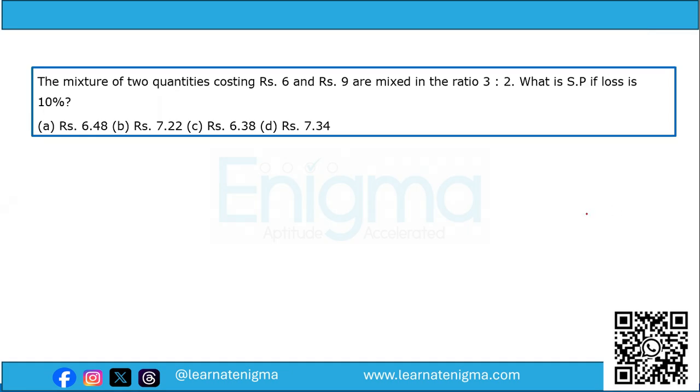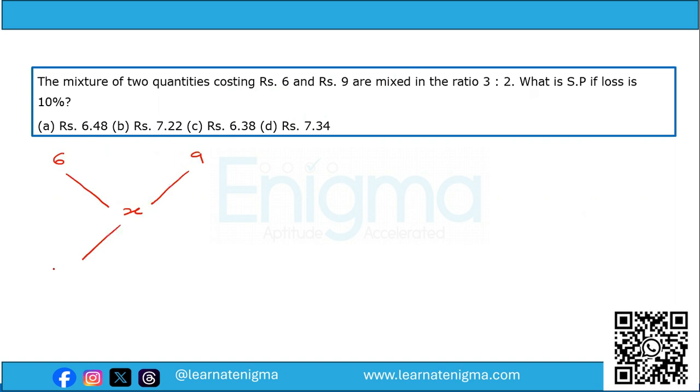The mixture of two quantities costing rupees 6 and rupees 9 are mixed in the ratio 3 is to 2. What is the selling price if loss is 10%? Now, first we'll have to find out the cost price of the mixture. Now, the first cost price is 6, second cost price is 9. Let's assume the cost price of the mixture as X.